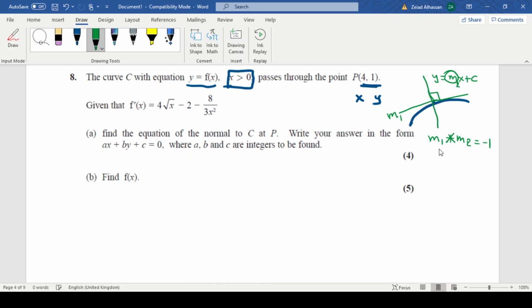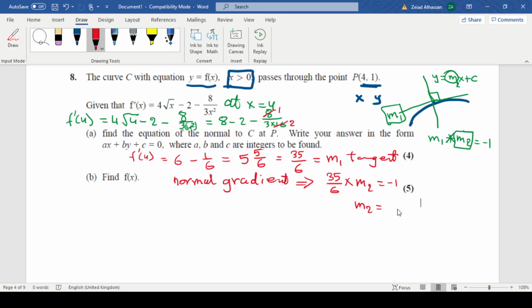Now to find c, substitute with the point. Instead of x we replace 4, instead of y we replace 1. 1 equals -6 over 25 times 4 plus c, which implies c equals 49 over 25. So the equation of the normal is y equals -6 over 25 x plus 1 over 25.